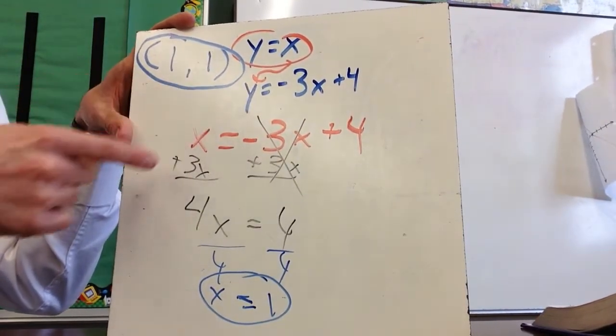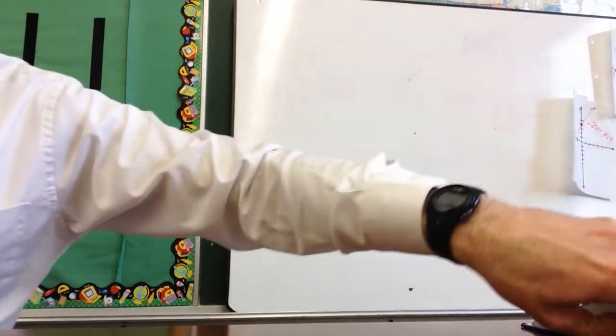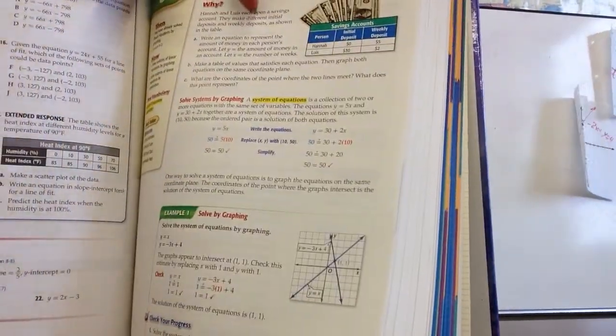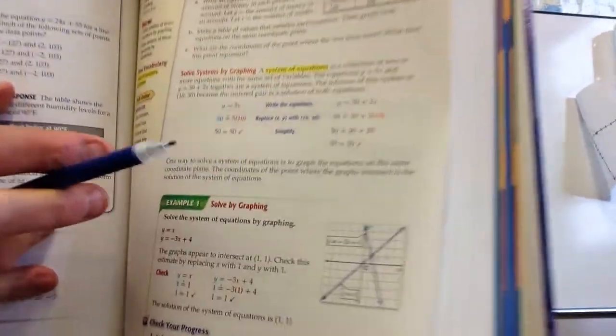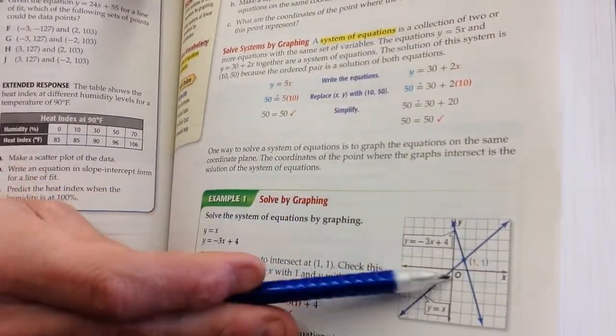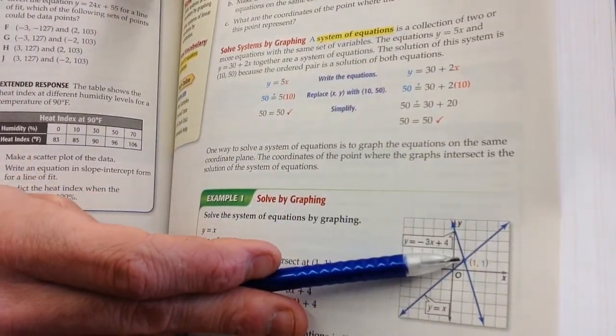So you can either see that through substitution, or if you were to take the problem and graph it, you could see on the graph that they actually intersect. They will intersect at 1, 1.